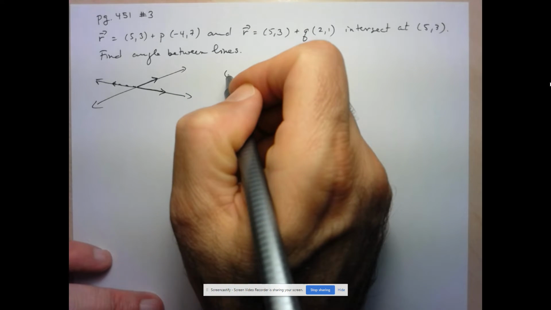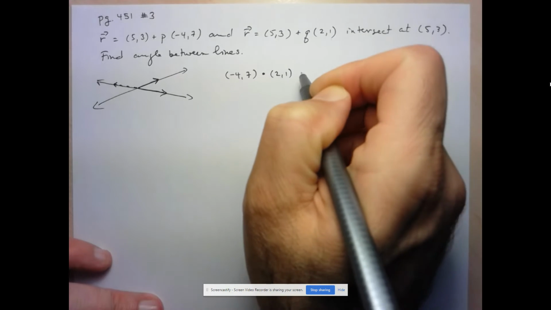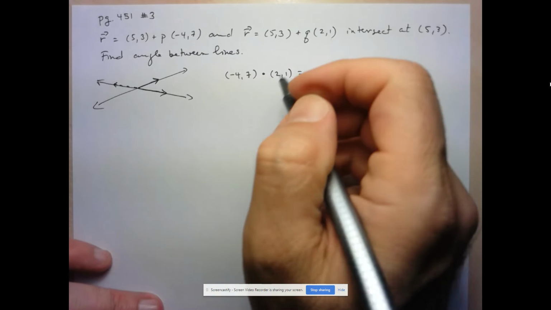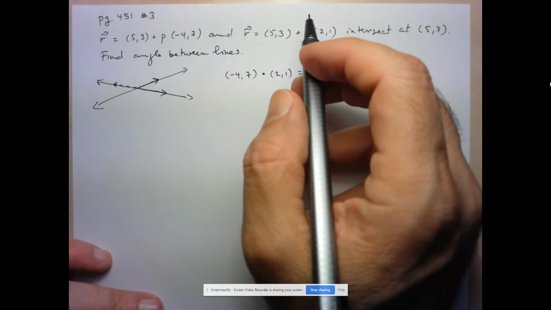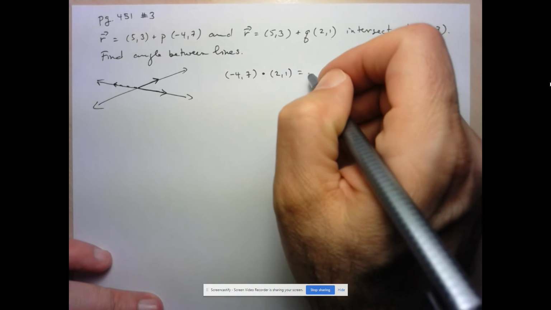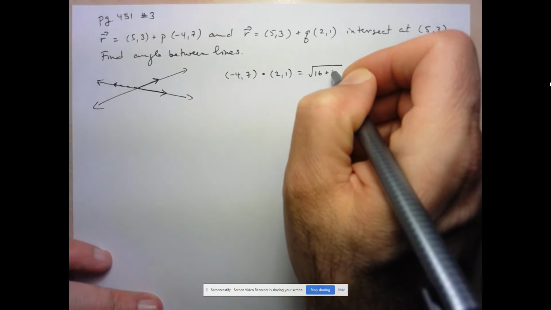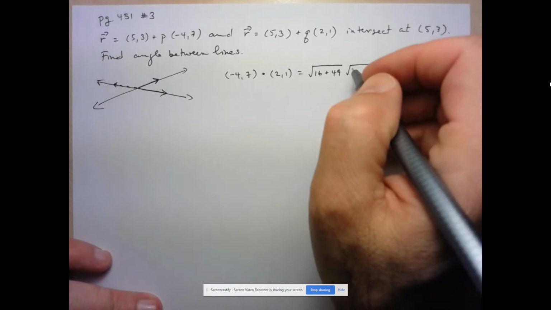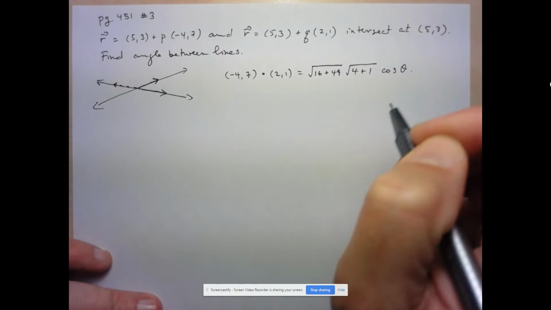So we have (-4, 7) dotted with (2, 1). On the left-hand side, we're going to use the algebraic definition, and on the right-hand side, we're going to use the geometric definition. Dot product is defined as the magnitude of the first vector, so here we have the square root of (-4) squared is 16 plus 7 squared is 49, times the magnitude of the second vector here, so 2 squared is 4 plus 1 squared is 1, times the cosine of the angle between them.